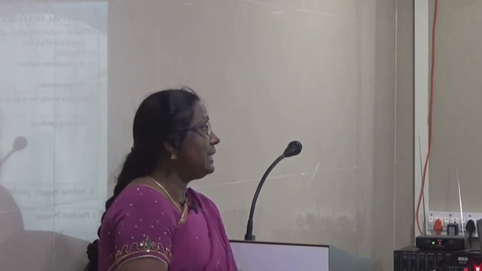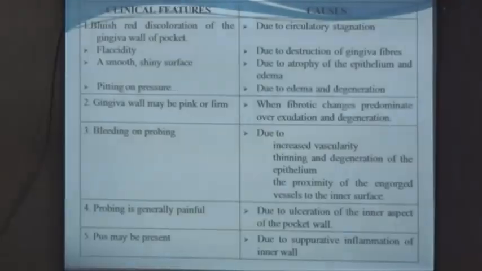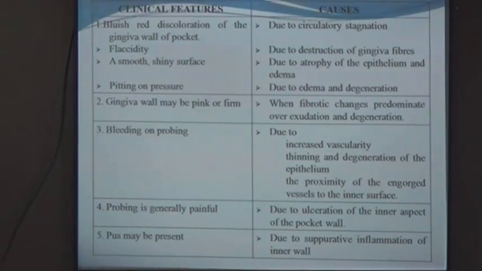Bleeding on probing is due to increased vascularity, thinning and degeneration of the epithelium, and the proximity of the enlarged blood vessels to the inner surface. Probing is generally painful. Why? Because in periodontitis there will be ulceration in the inner wall of the periodontal pocket. And pus may be present due to suppurative inflammation of the inner wall. You have understood now? These are the clinical features of periodontitis. What are the causes? Bleeding on probing and pain are mainly because of ulceration of the inner wall of the pocket. That is the first. Second, increased vascularity, thinning of the epithelium, and other things.